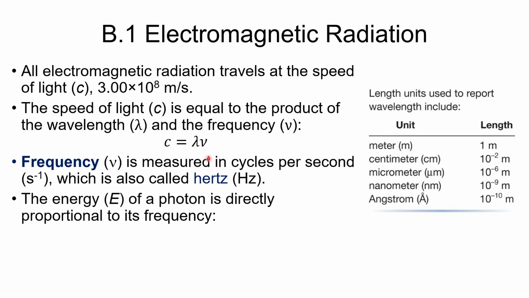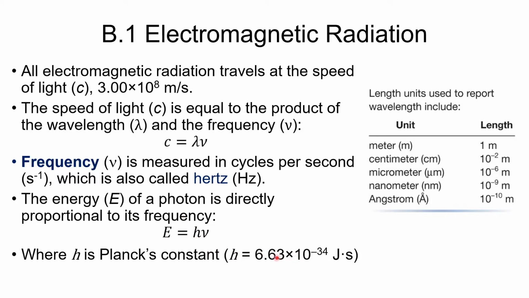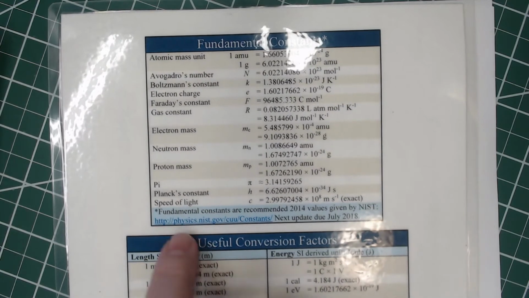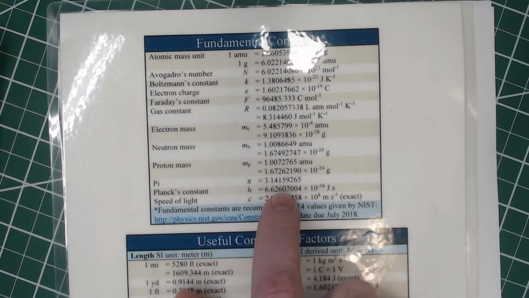As you probably know from previous classes, electromagnetic radiation comes in smallest units, and those smallest units are photons, and the energy of those individual photons is proportional to its frequency. So E equals h nu. And h is Planck's constant, and it is a universal constant. If we go back to that periodic table I was showing you a minute ago, it's right there next to the speed of light.